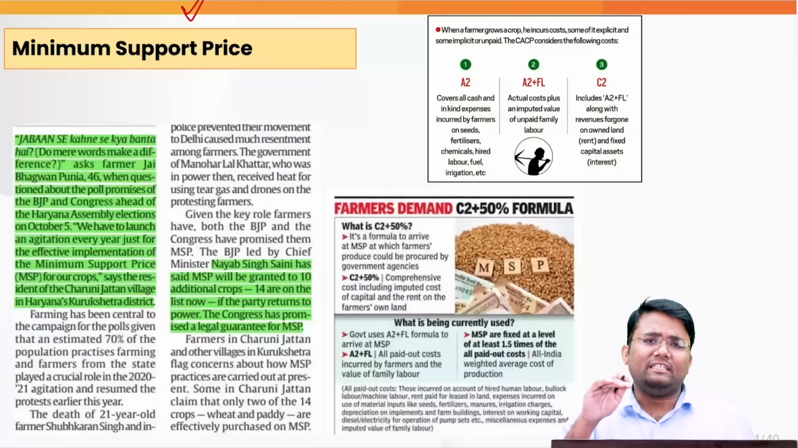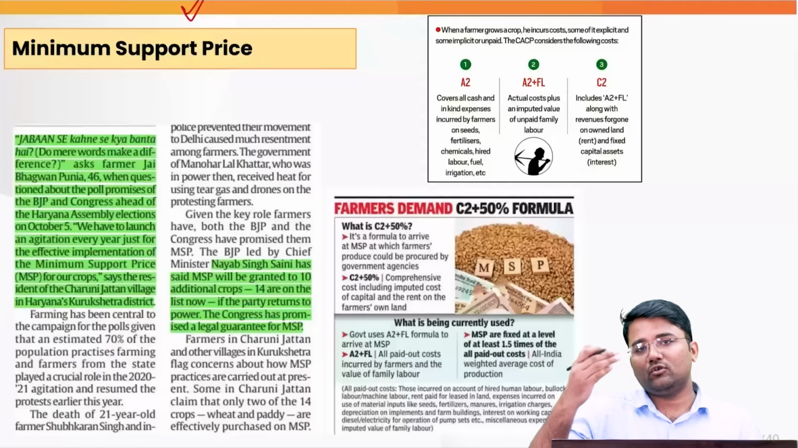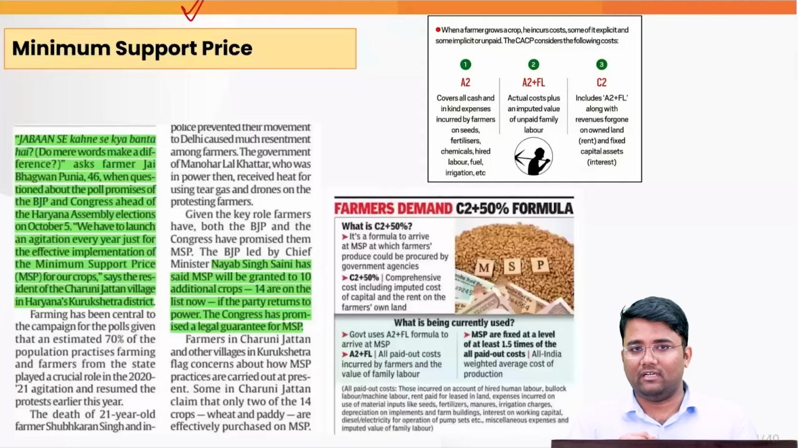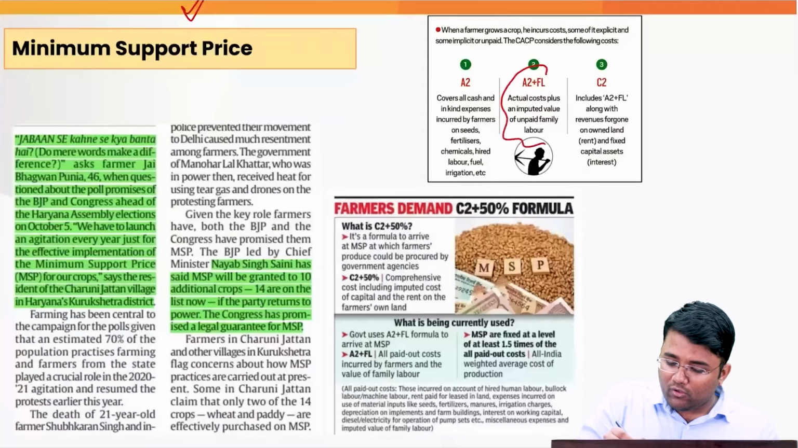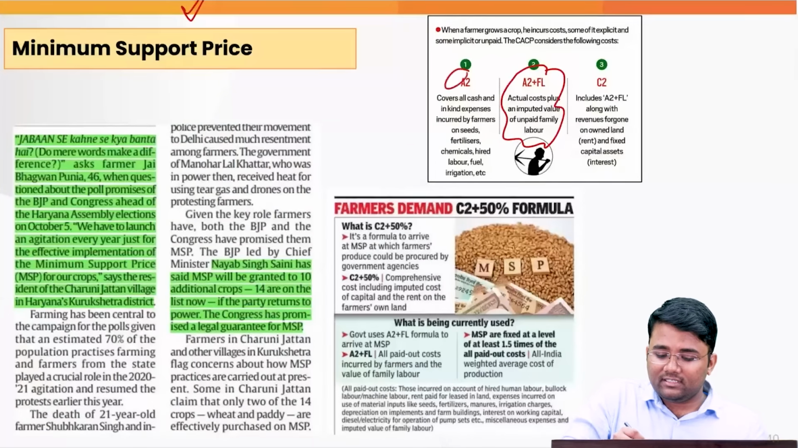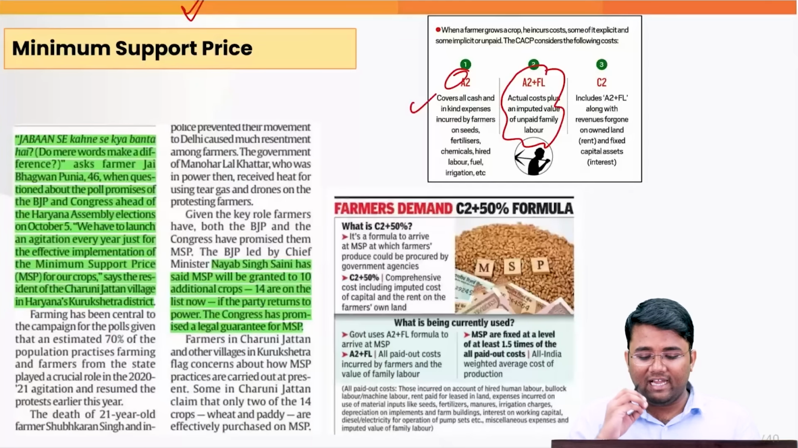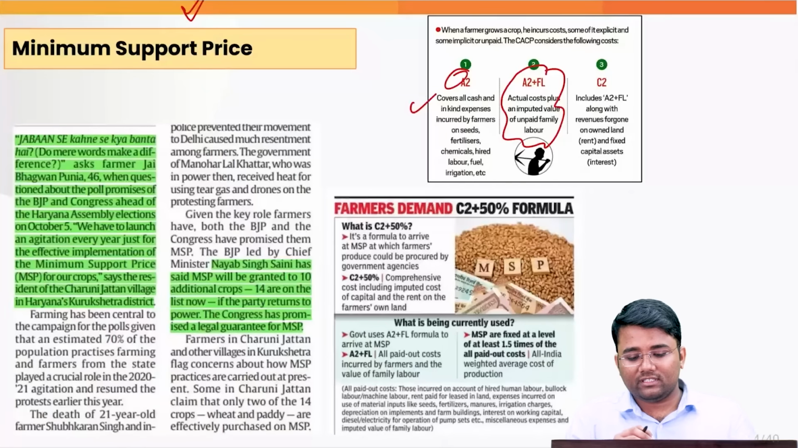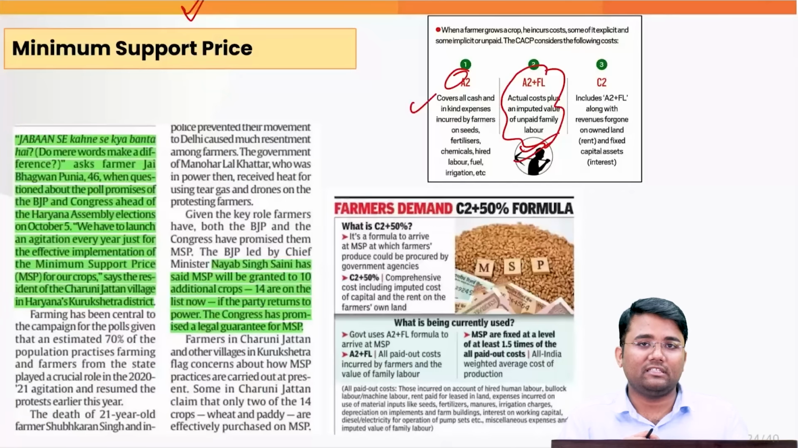Minimum support price is the floor price, below which if the market price falls, the government is going to procure the produce from the farmers. Generally, it is calculated on the A2 plus FL cost at present. What is this? A2 cost covers all cash and kind expenses incurred by farmers on various inputs like seeds, fertilizers, chemicals, hired labor, fuel, irrigation, etc. Whereas A2 plus FL cost is the actual cost plus the imputed value of unpaid family labor that was involved in the production.